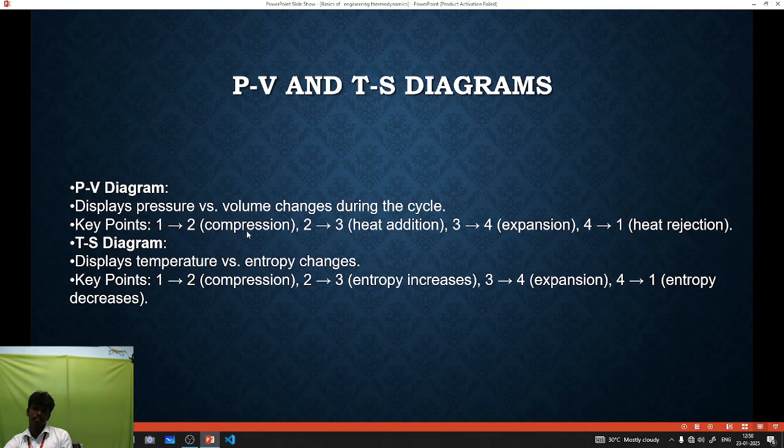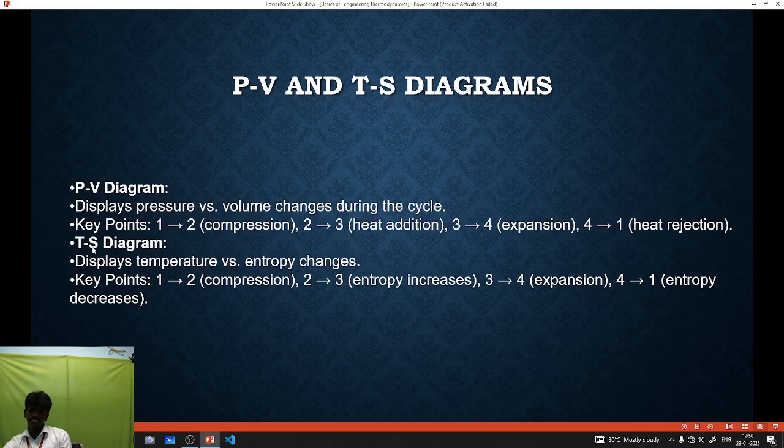Point 1 compression will take place. Process 2 to 3, heat adding by the spark plug. Process 3 to 4, expansion will take place, and 4 to 1, heat rejection by the exhaust valve.